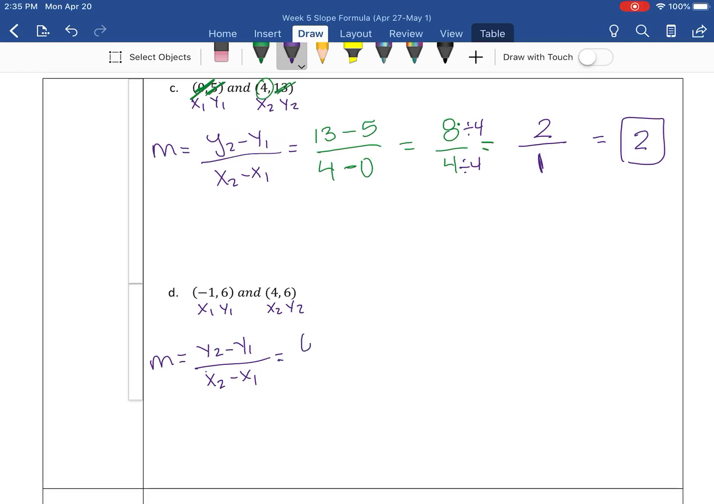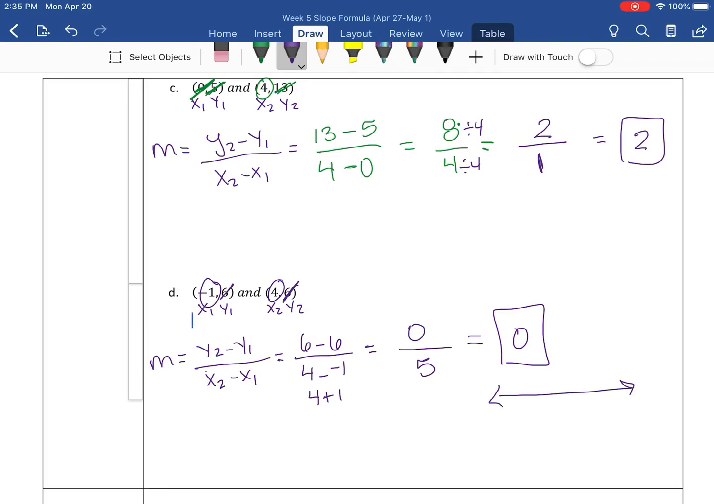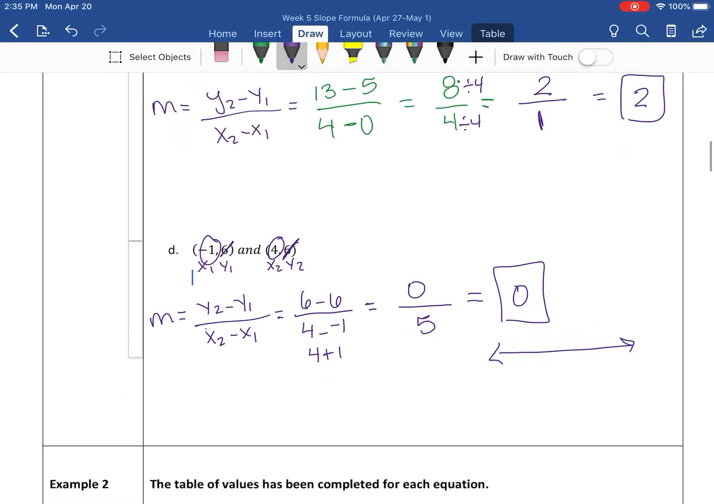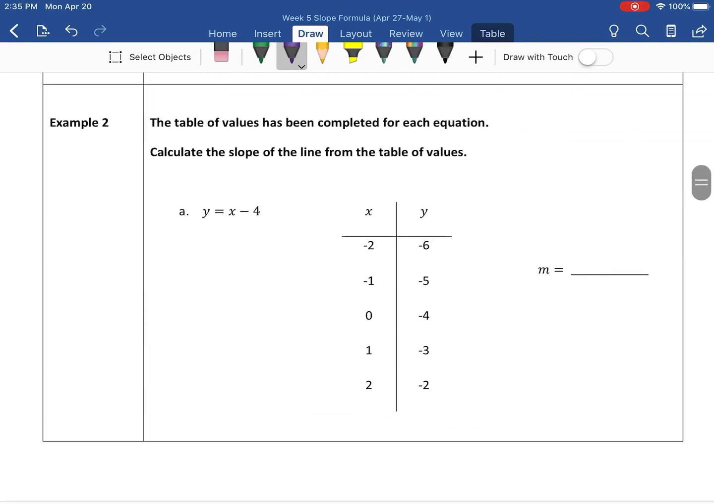We can plug our numbers in, so we'll have 6 minus 6, because y2 and y1 are both 6, divided by 4 minus a -1. Well, 6 minus 6 is just 0. 4 minus a -1 really means 4 plus 1. And if we use our calculators, what is 0 divided by 5? Either in your calculator or in your head, hopefully you know that 0 divided by 5 is just 0. So for this problem, our slope is 0. And if you recall, that means it would be a horizontal line. So that's how we use that slope formula in order to find our slope.